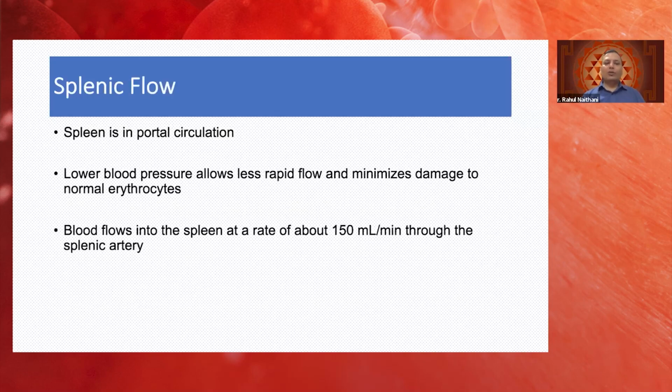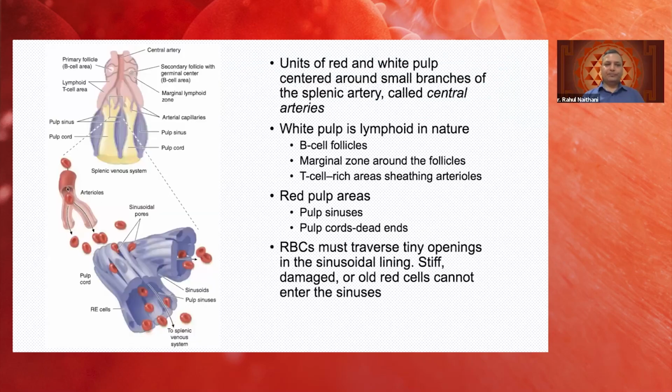Spleen is part of the portal circulation. And we do not know why spleen should be in portal circulation. However, it is presumed that because of the lower blood pressures in the portal system, it allows less rapid flow through the spleen, which minimizes the damage to the normal erythrocytes. Blood flows into the spleen at a rate of 150 ml per minute through the splenic artery.